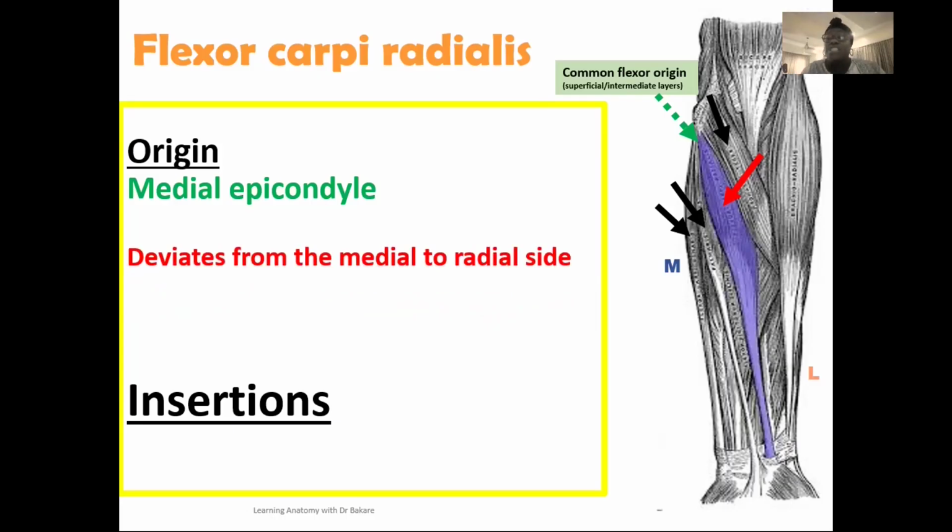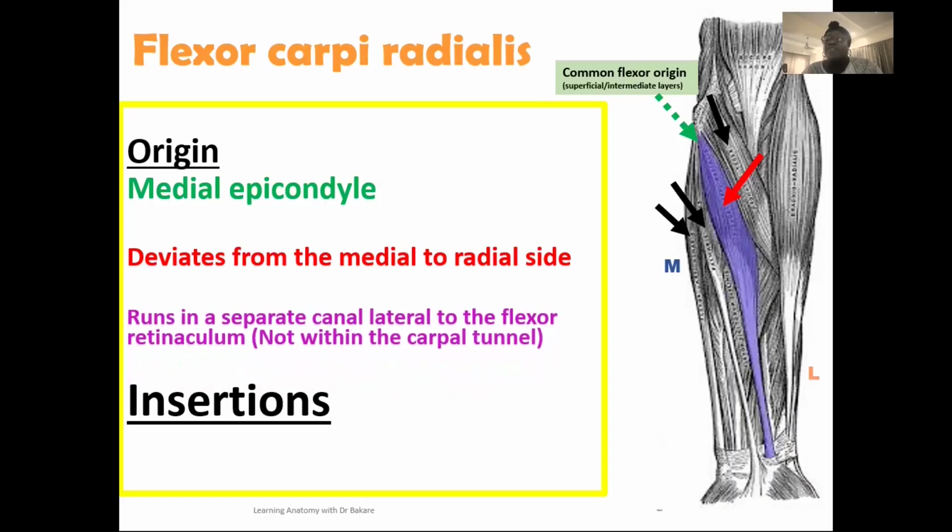After its point of origin from the medial epicondyle, it is directed to the radial side. And if you go back to this image, you see that the radial side is on the lateral side. Don't forget that the radius is located laterally within the forearm. So you see it directed to run along the alignment of the radius. And this is what is projected here in this image.